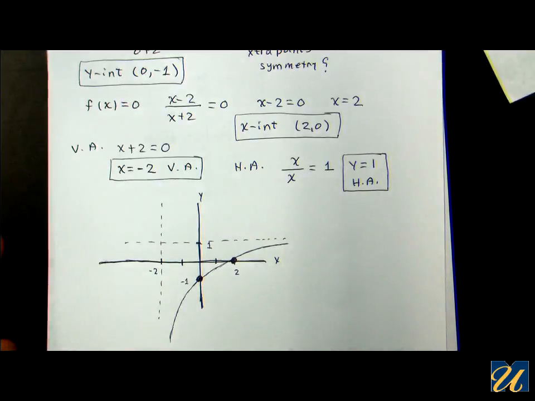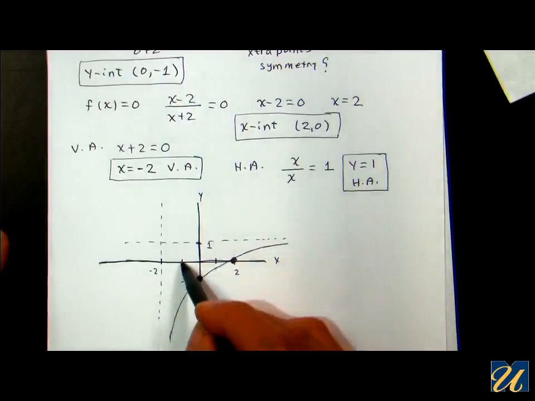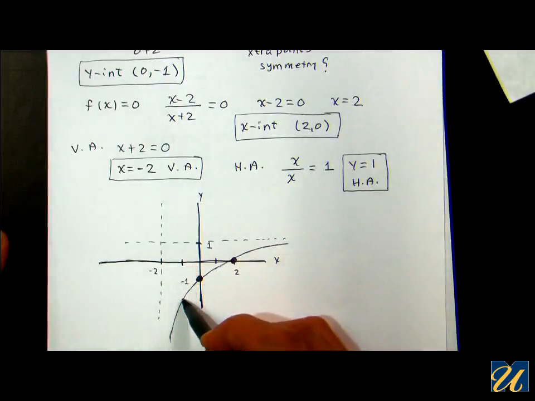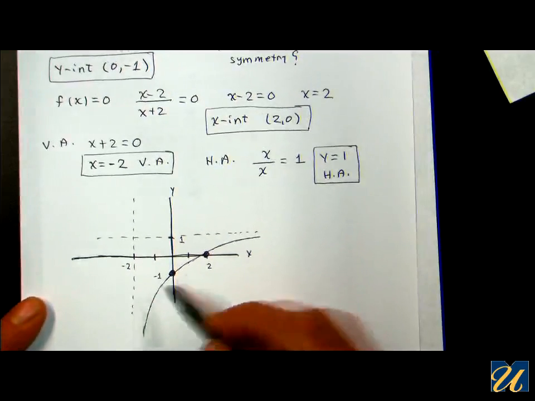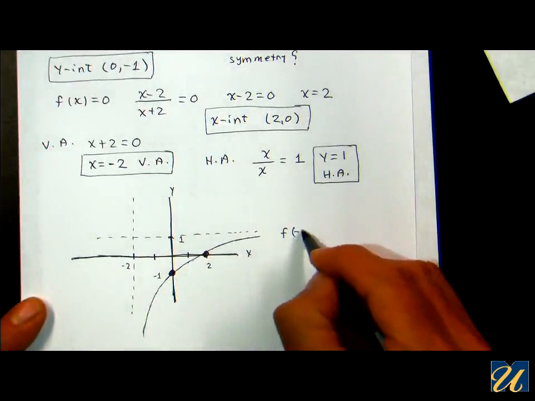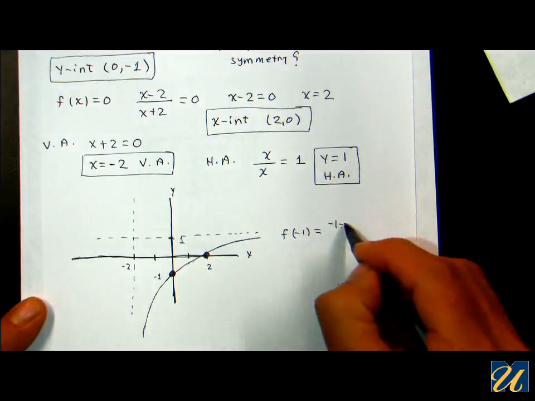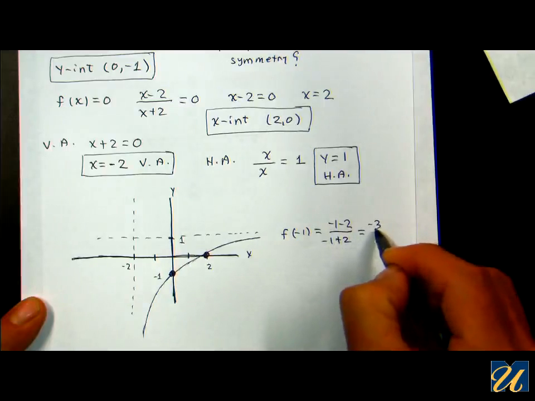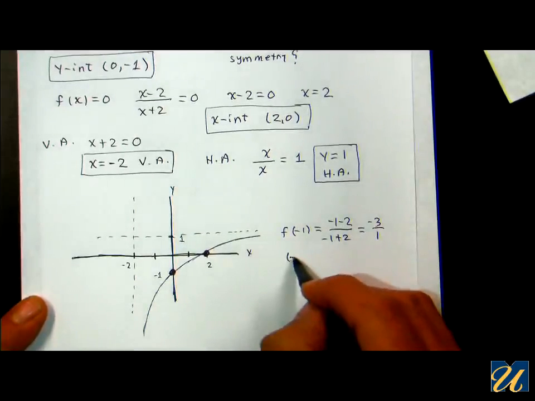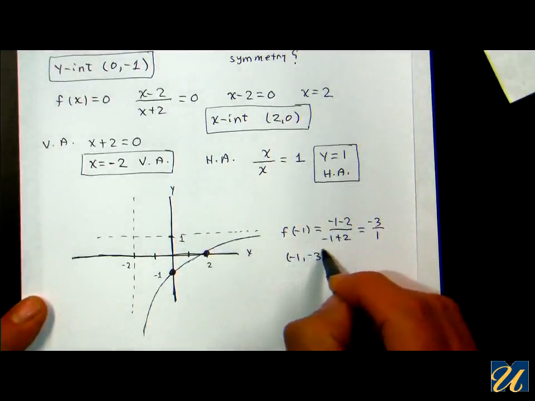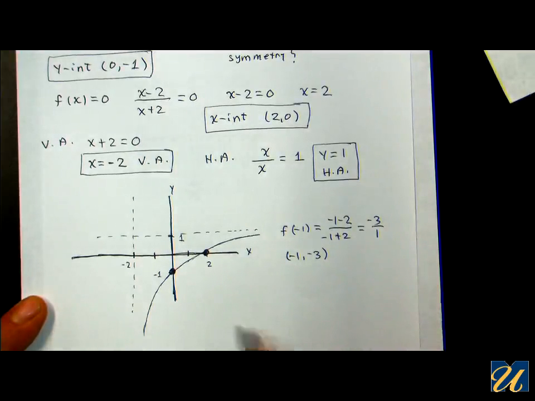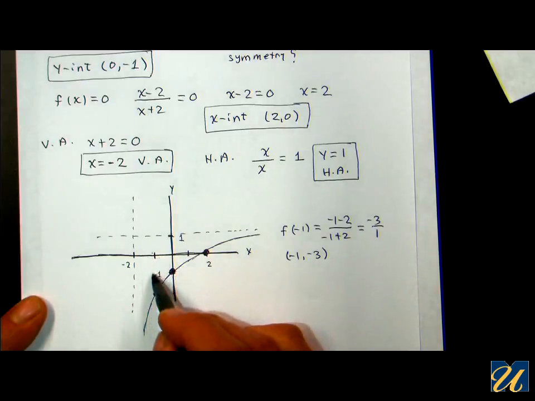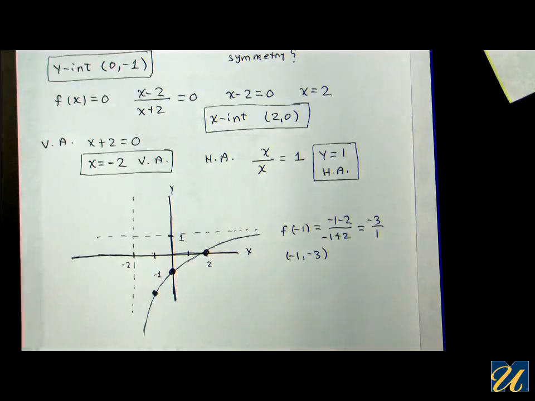How do you know that? Well, we could plot, say, negative 1 and see if we get a value right here. We could do that off to the side. f of negative 1 will be negative 1 minus 2 over negative 1 plus 2, so that'll be negative 3 over 1. So that's the coordinate (-1, -3). Yes, that's really good. (-1, -3) would put us right down there, wouldn't it? There's negative 1 for the y, so negative 3 would be lower. So that makes some sense.